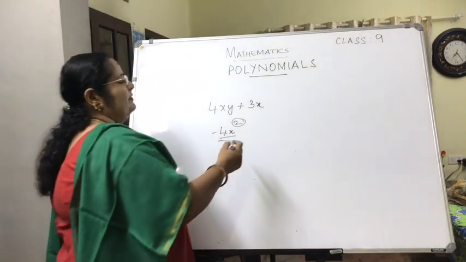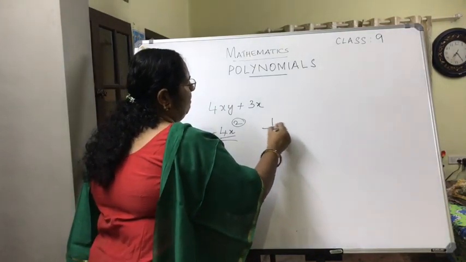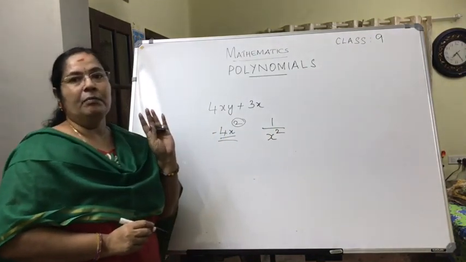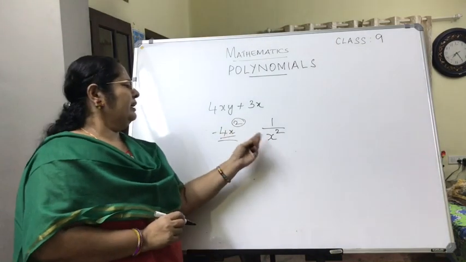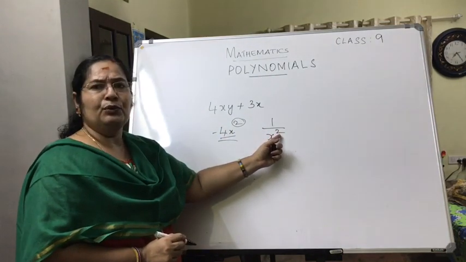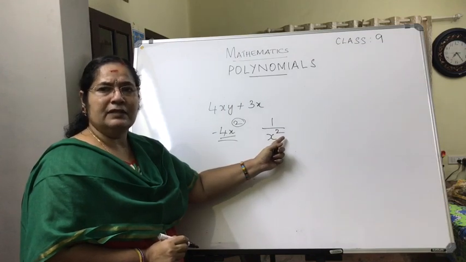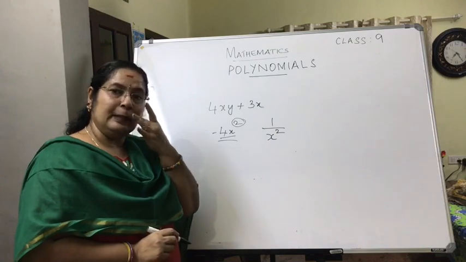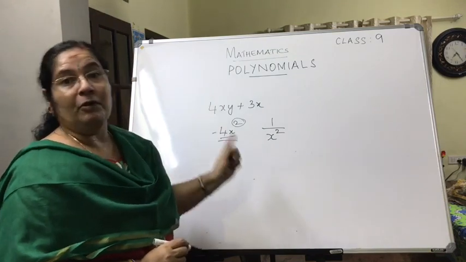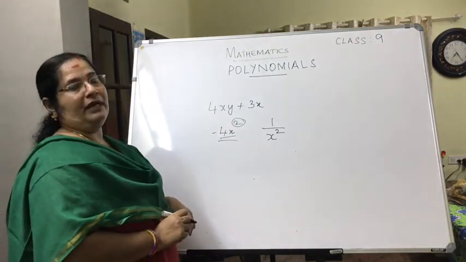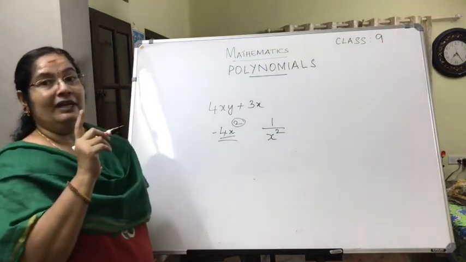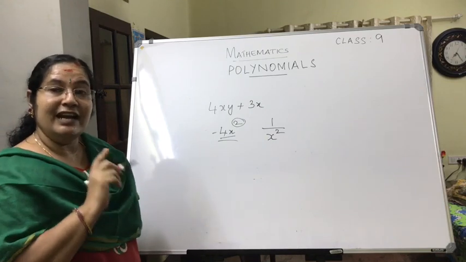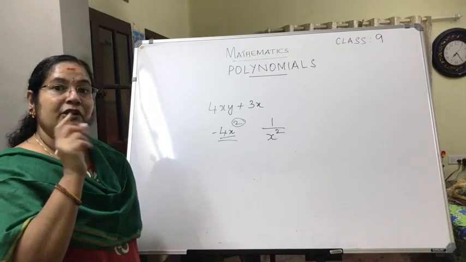Supposing I take, say, 1 by x square. Is this a polynomial? Now when you look at x square, it is 2, a whole number or a positive integer. The power is a positive integer. So this may be a polynomial, you may be thinking. But actually this is not a polynomial. Why is this not a polynomial? 1 by x square. Go back to the properties we have learned, the laws of real numbers.